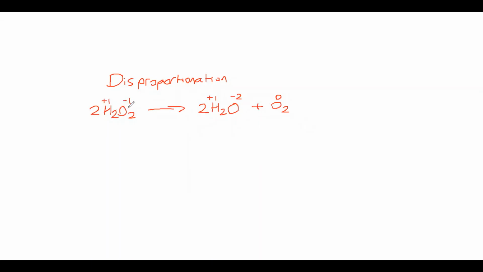So as we can see, we've both reduced the oxygen from -1 in the peroxide to -2 in the water, and also oxidized the oxygen from -1 in the peroxide to 0 in the oxygen. This is why we have both reduction and oxidation happening at the same time. So this is what we call a disproportionation reaction.